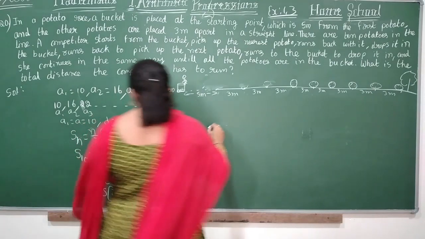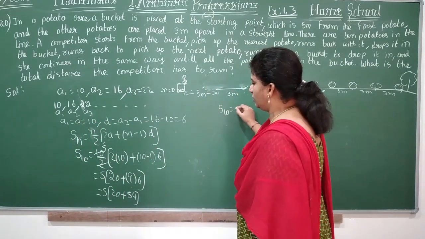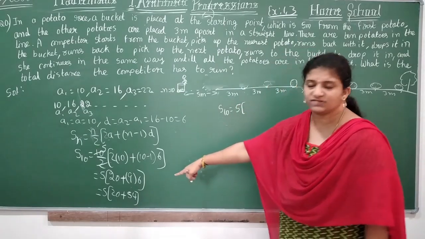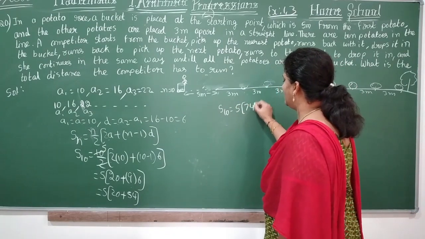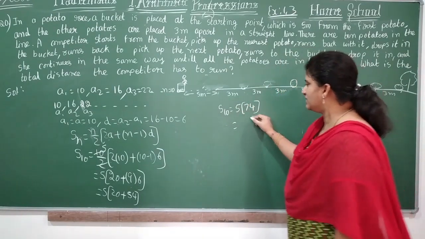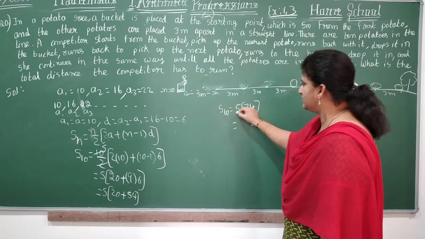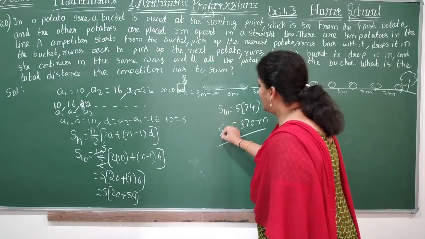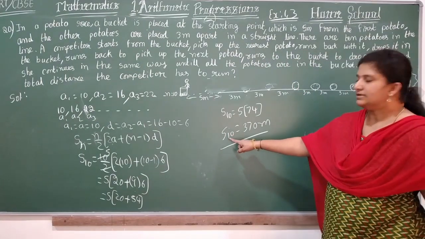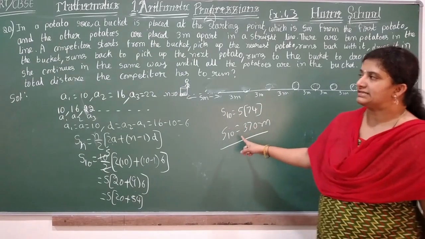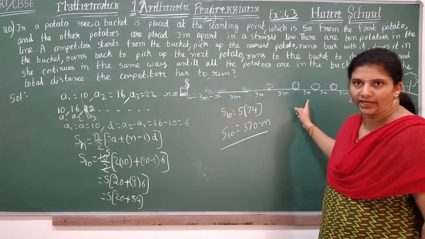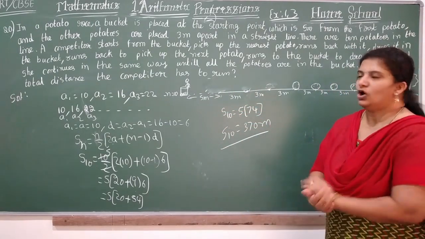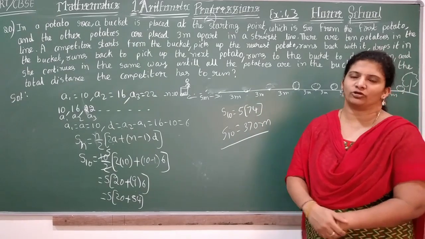That will be 5 into 20 plus 9 6s are 54. Okay. Now again S10 is equal to 5 into 20 plus 54. How much, children, here? 74. Finally multiply this. 5 4s are 20, 7 5s are 35, plus 2 will be 37. So finally, what are you going to write? What is the total distance she has traveled to bring 10 potatoes into the basket? It is 370 meters. Okay, with this there is an end of arithmetic progressions, children.